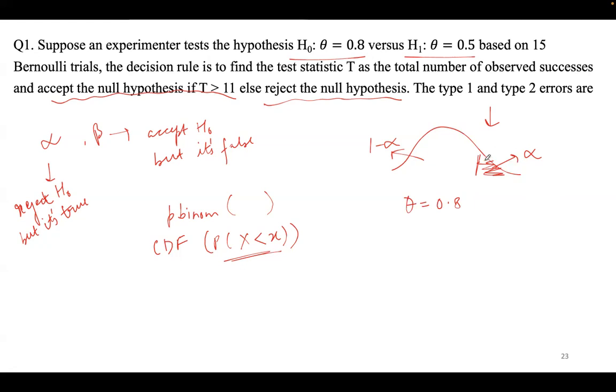Yeah. So this is the area where it's actually supposed to be true, right? So H naught is true in reality. So that's equal to P binom. And if you remember P binom, the way it works is that you'll have to specify the number of successes. Then we specify the total number of trials, and then we give the probability, which is equal to 0.8 in this case.